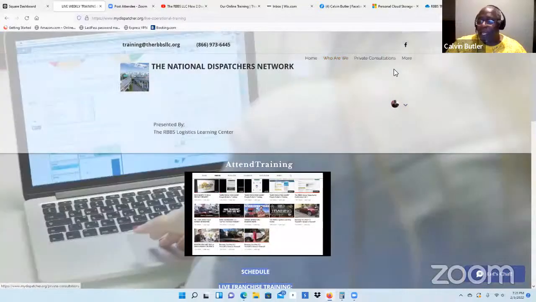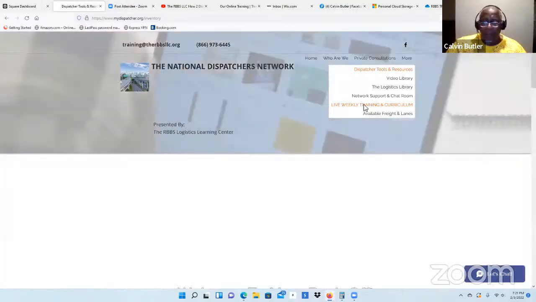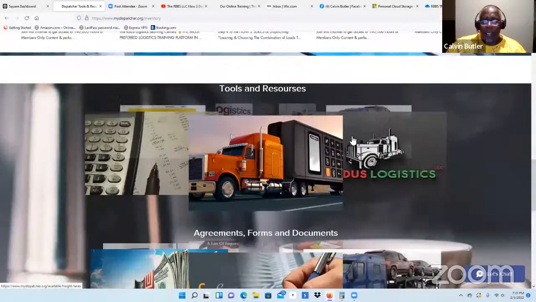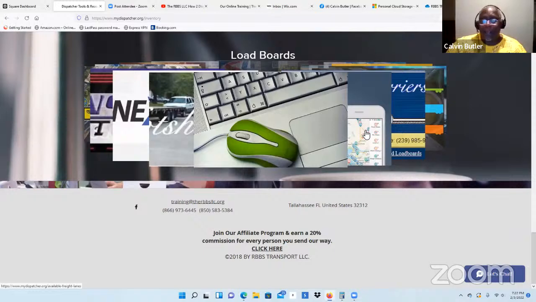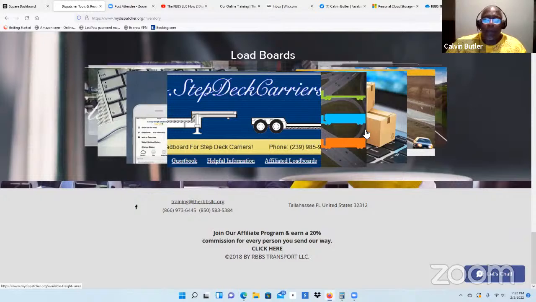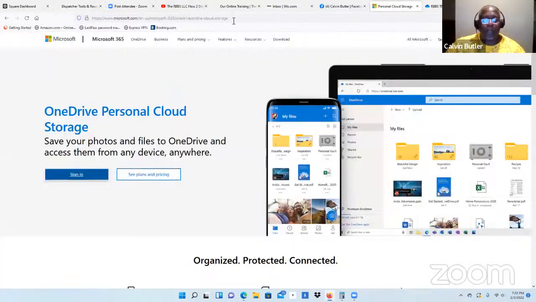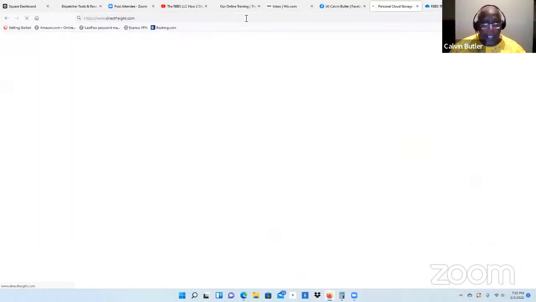And if you're in our back office site, you're going to be able to go over here to your dispatcher tools and resources. You're going to scroll down here, and you're going to go down to our load boards. Now, the main load board I like, of course, is Direct Freight. That's my go-to load board. Why? Because it has so many great features. So we're going to go ahead and log into Direct Freight.